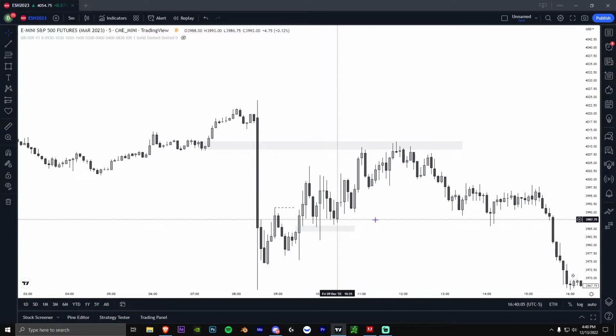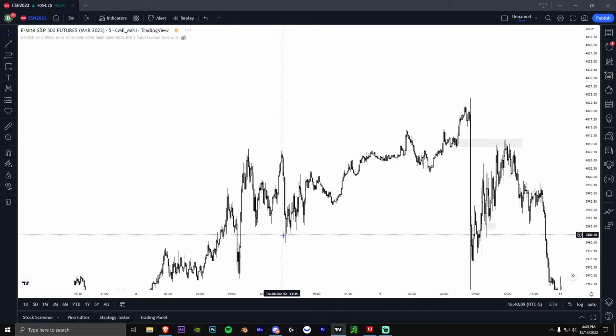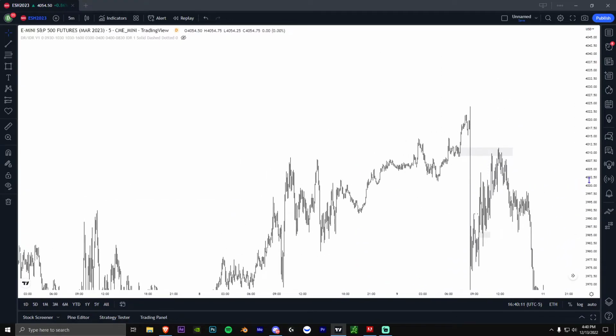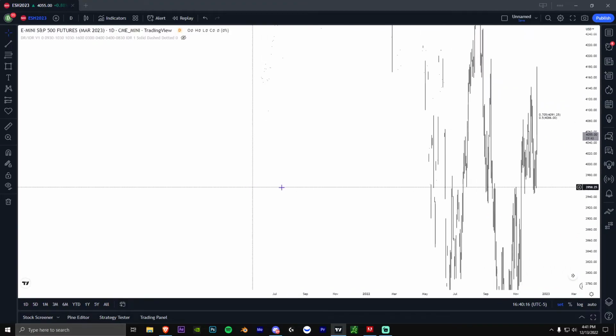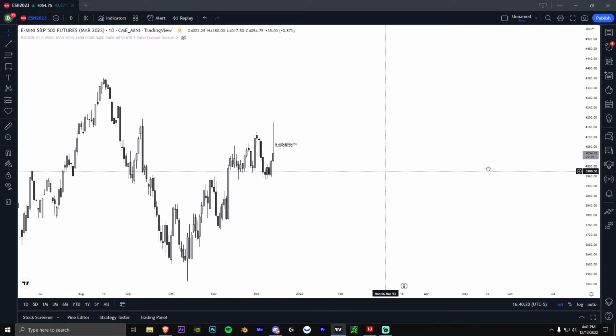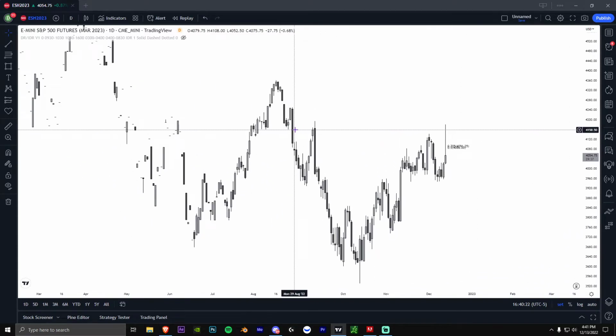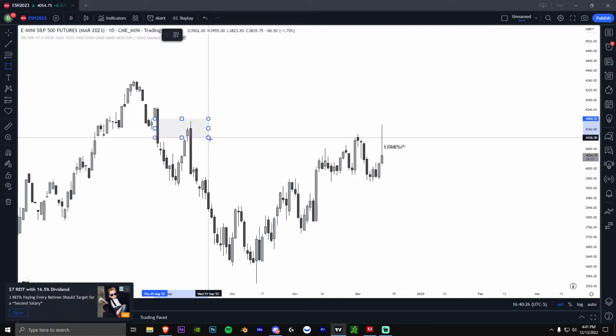But there's your entry. And again, that's how you kind of play this. So I think this is really important to note. If you look at the daily, you can see in this example right here, okay? You can see in this example, this dump, okay?